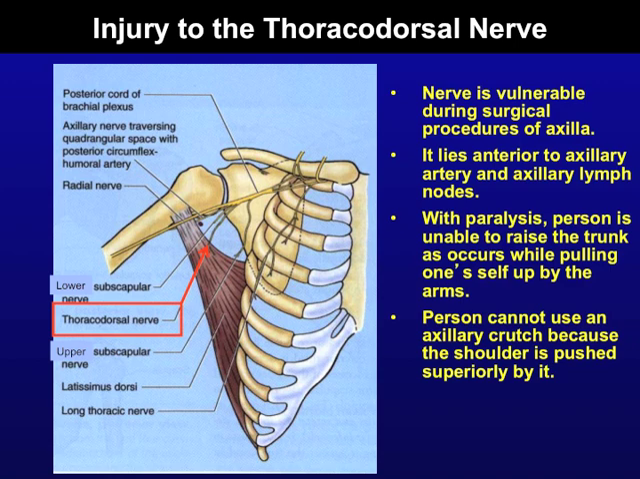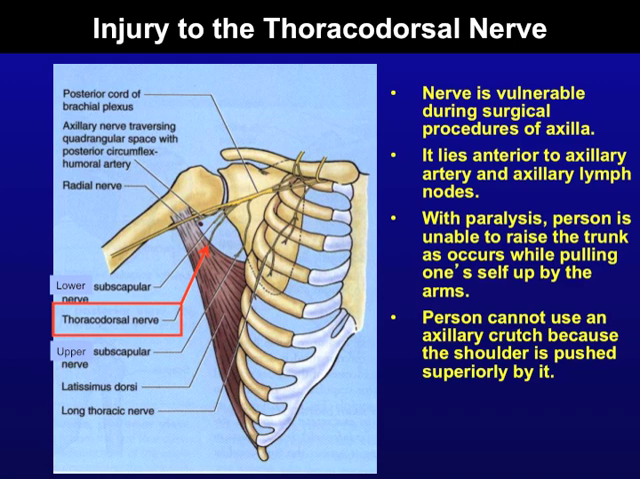In breast cancer surgeries, it is common practice to also remove axillary lymph nodes to determine if the cancer has spread to the nodes. The nerve is at risk during these procedures, although most surgeons today tend to isolate the nerve and secure it before continuing to the axillary lymph node dissection. If the nerve is cut, however, paralysis of the latissimus dorsi muscle ensues.